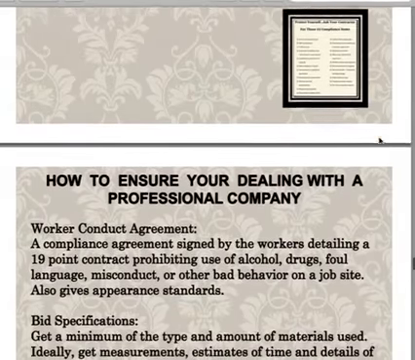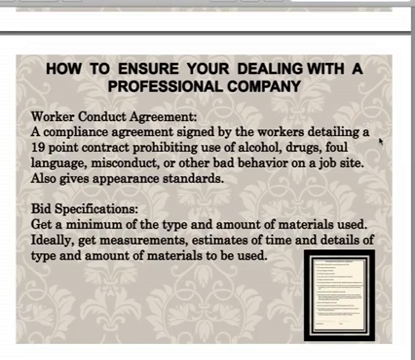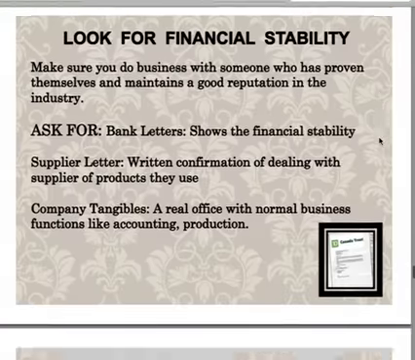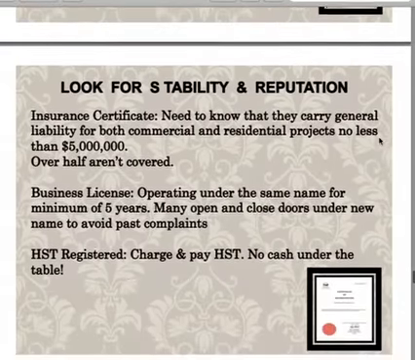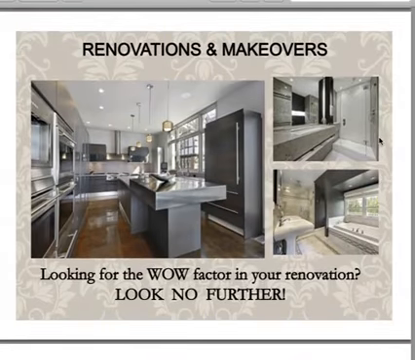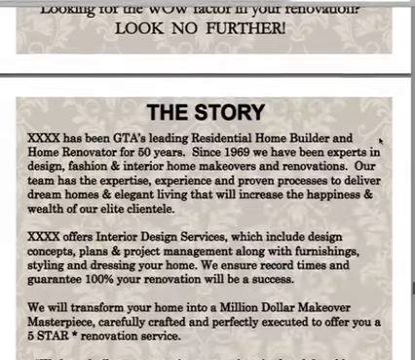And we give them that document if they want to shop around. We have a worker conduct agreement that they've got to pass. We have bank letters showing our financial stability and how long we've been in business. We've got our business license. Pretty cool stuff, huh? And you can do this same format over and over again.